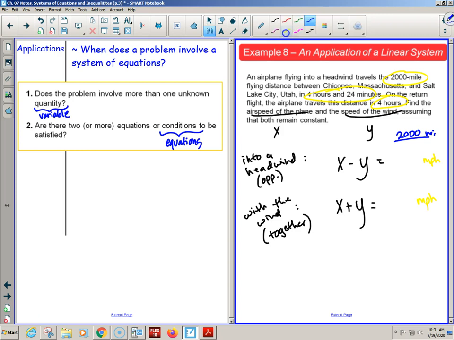You could convert hours to minutes, but if I want miles per hour, I don't think I'd want miles per minute. That'd be kind of awkward for a plane. I could do 4 and 24/60ths. I wonder if that's anything nice. Come on, my mental mathers. But then this one would be 2,000 miles per 4 hours, right? That one's easy. This one's 500 miles per hour.